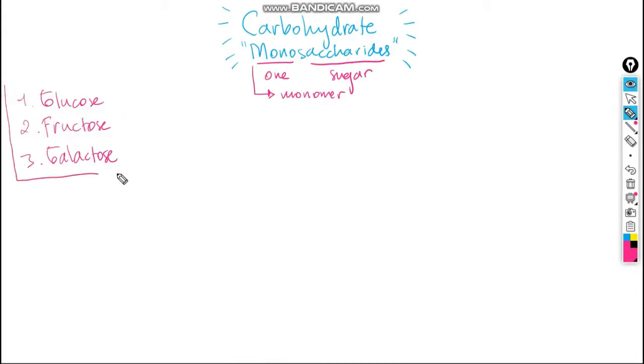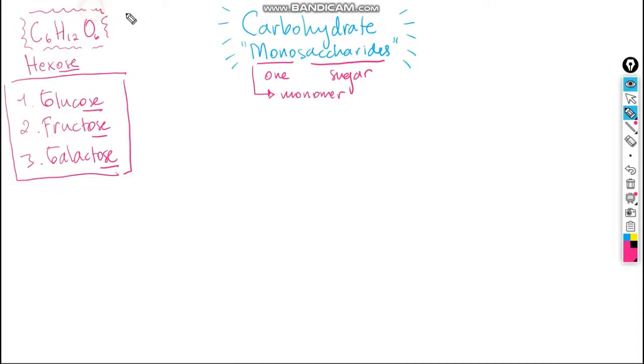So this one is actually a hexose. If you find the -ose ending, it means a sugar. Hexose means a sugar that is formed by 6 carbon atoms. C6H12O6 is the structural formula. So in the structure, we are more focused on glucose.